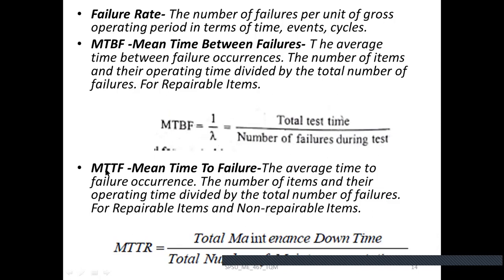Now the next term is mean time to failure, MTTF. The average time to failure occurrences, the number of items and their operating time divided by the total number of the failures for the repairable item or the non-repairable item. MTTR can be written mathematically as the total maintenance downtime upon the total number of maintenance actions.